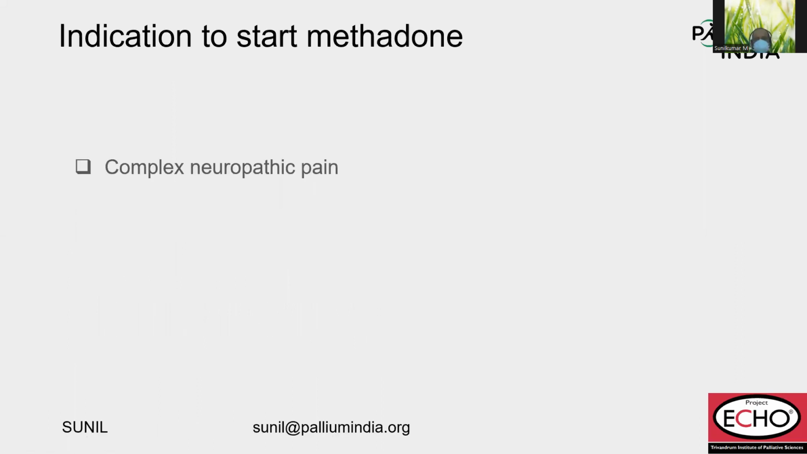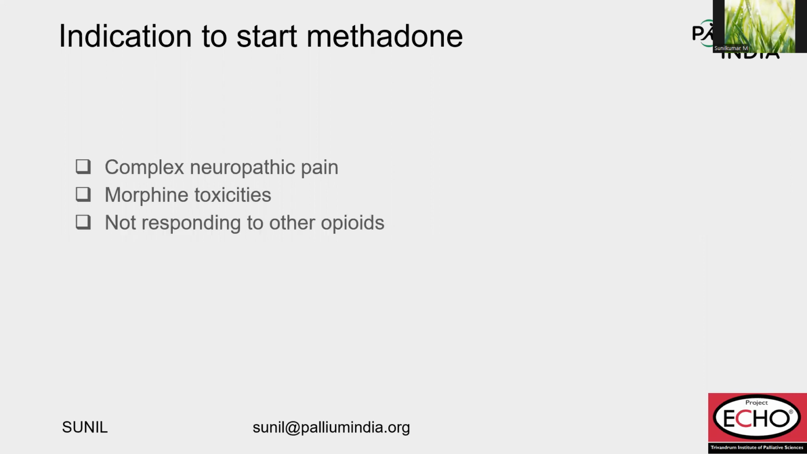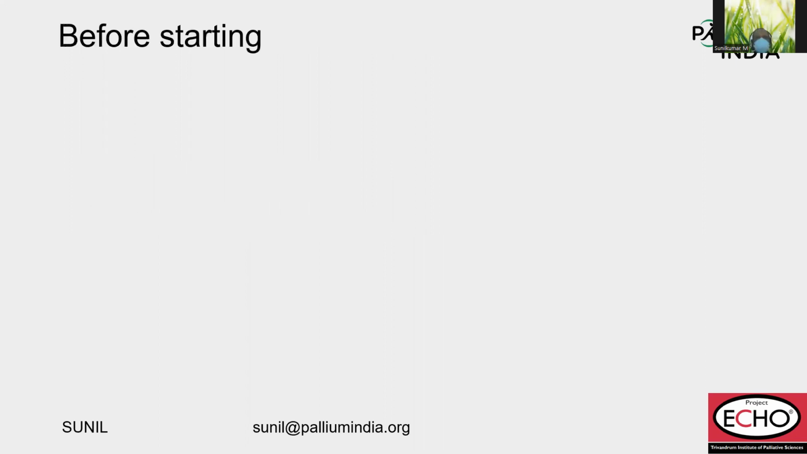As you told, there is complex neuropathic pain, which is not even relieved with interventional pain management. Then, as you told, morphine toxicity, and it is not responding to morphine properly. So these are the indications to start methadone. Before starting methadone, what all would you like to do for this patient? I told you before prescribing methadone, you have to find out certain details and do some investigation. So what are those things that you are going to do for this patient?